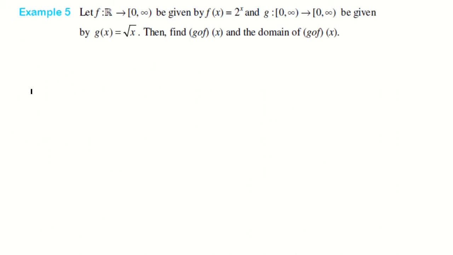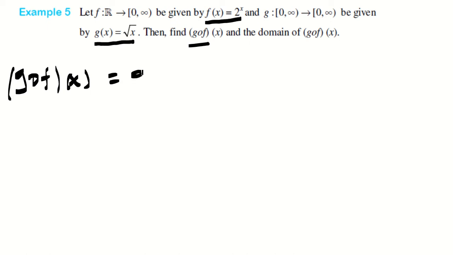Okay, the next example again, here it says f of x is equal to e to the power of x, and g of x is equal to square root of x. Their domain and range are given to you. Exponential functions, the domain is real numbers and the range is obvious. Then what is asked? Find g of f of x and the domain also. First of all, let's find g of f of x.